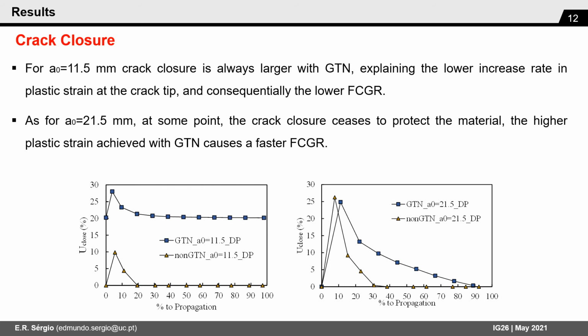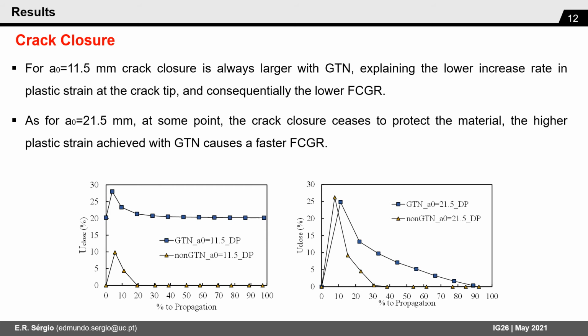Without GTN, the same trend is followed. However, the crack closure tends to disappear. For 21.5 mm, there is an initial peak in both models and then a reduction in crack closure. This phenomenon is related with strain wasting. Note that this reduction is more important in the model without GTN.